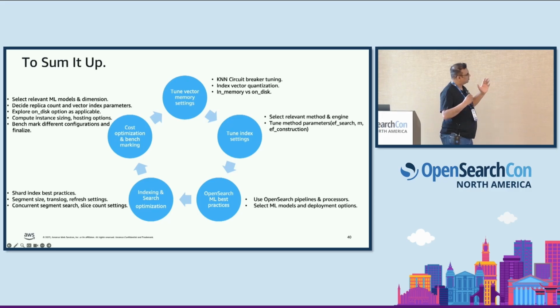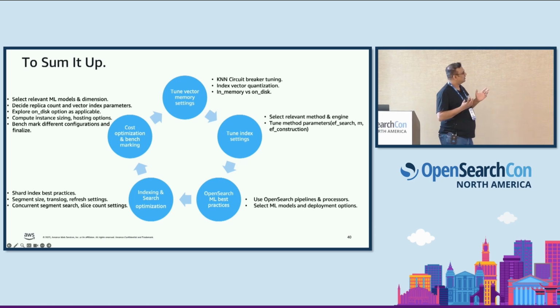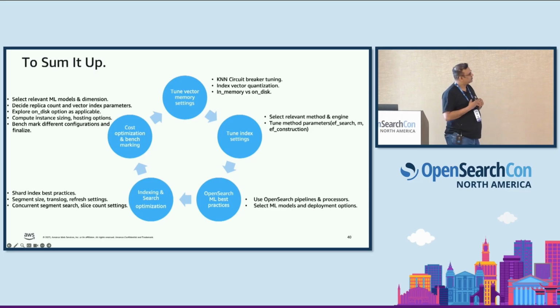And finally, to conclude, tuning optimization is not a one-time thing. It evolves when changes in workload happen. So at a high level, just to conclude what we said: tune vector memory settings, as you see in the very first slide, and tune the index level settings like the hyperparameters, choosing the method and engines. Use OpenSearch pipelines and other best practices, implement shard level and indexing and search optimization, adopt cost optimization, and always do benchmarking to finalize your configuration.